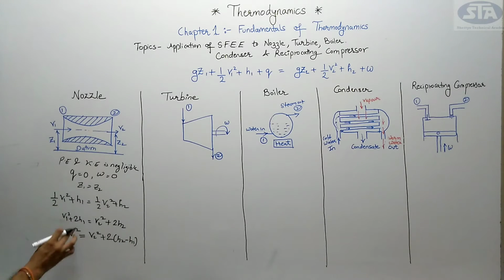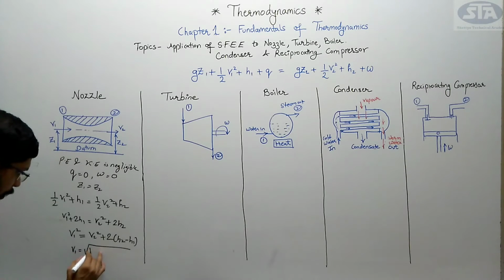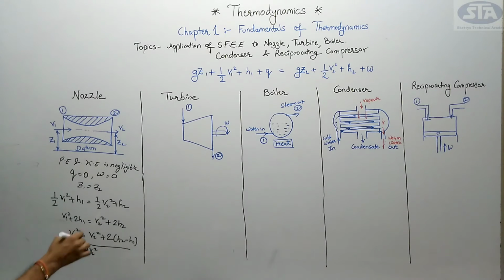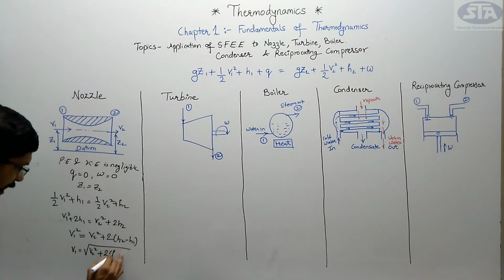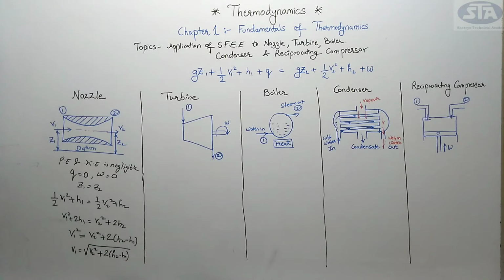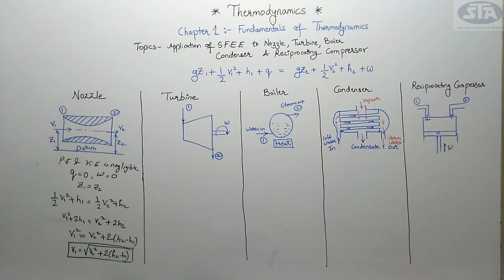As V1 is in square, can I have a square root? So I will have V1 equals square root of V2 square plus 2 in bracket H2 minus H1, right? 2 times H2 minus H1. This is my formula for the nozzle. Clear? Clear with this formula of nozzle? Next, moving to turbine. Next device, that is turbine.